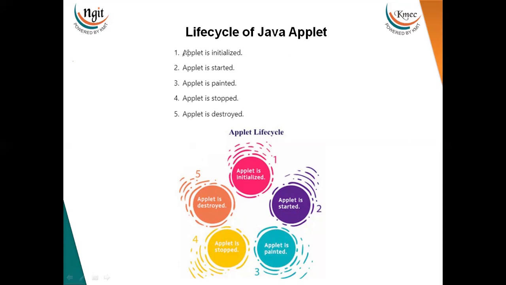Sir, what are the four applet lifecycle methods? Init, start, stop, and destroy. These four are given by Applet, and paint is provided by the Component class, right? Anyhow, we call all these five together the applet lifecycle methods, right? Sir, what is the purpose of each method?